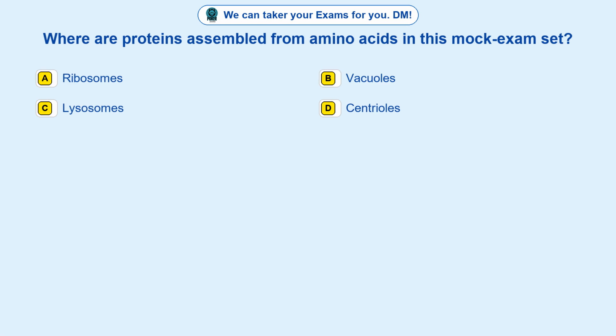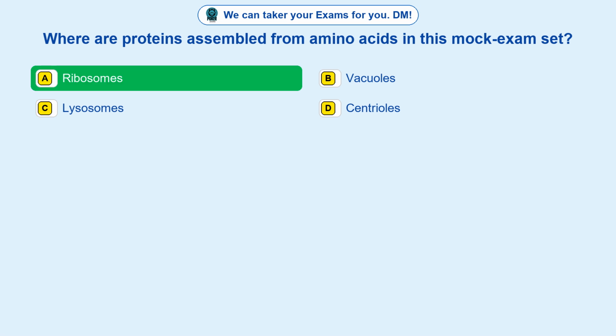Question 9. Where are proteins assembled from amino acids in this mock exam set? Option A, ribosomes. Option B, vacuoles. Option C, lysosomes. Option D, centrioles. The correct answer is option A, ribosomes.